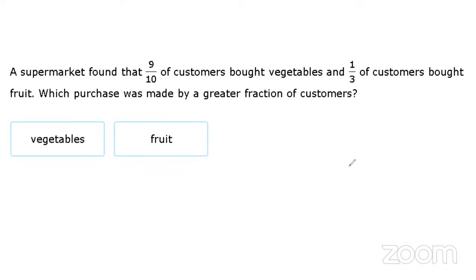All right. So the supermarket realized that 9/10 of customers bought vegetables. I'm going to represent that. So 9/10 bought vegetables and 1/3 bought fruits.